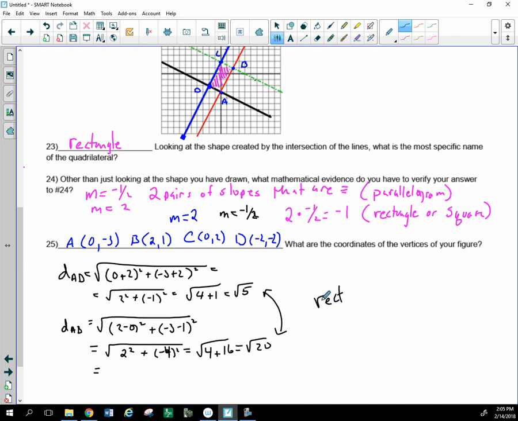We've proven that it's not a square, and so rectangle is the shape it has to be, and that is what we were looking for from the beginning, and that's what we suspected it was. So we just proved what we suspected.